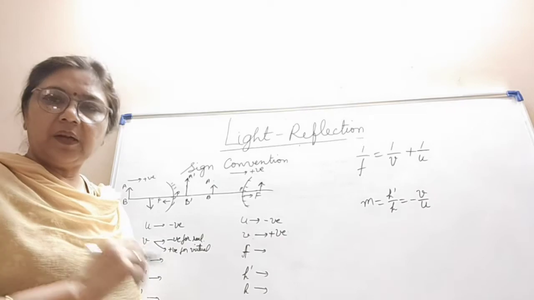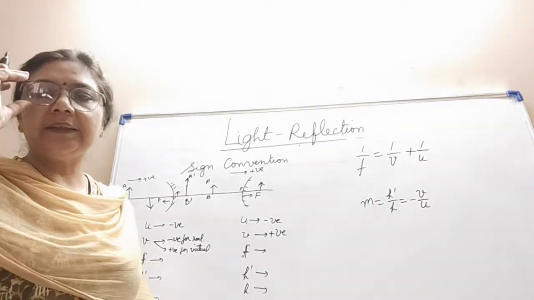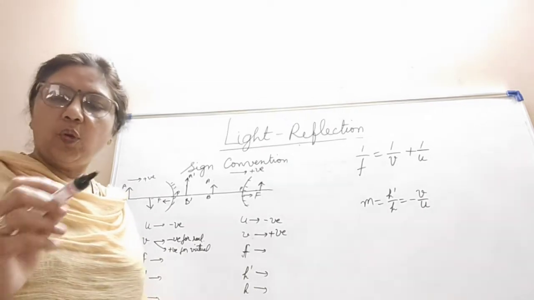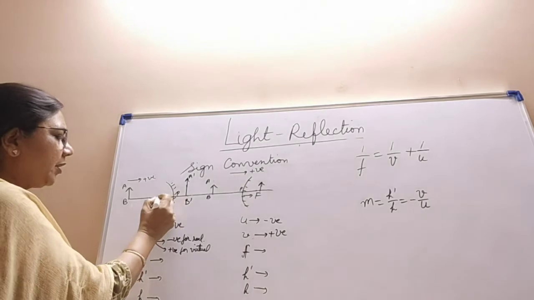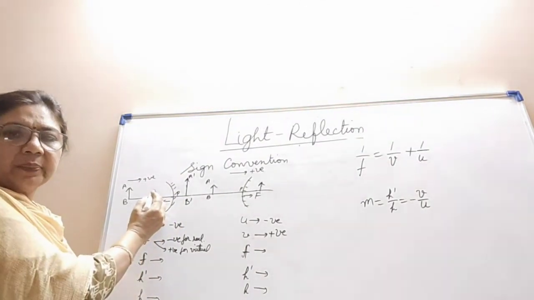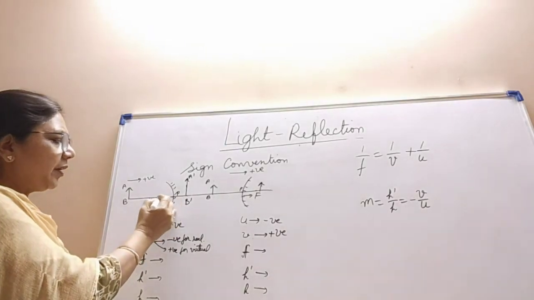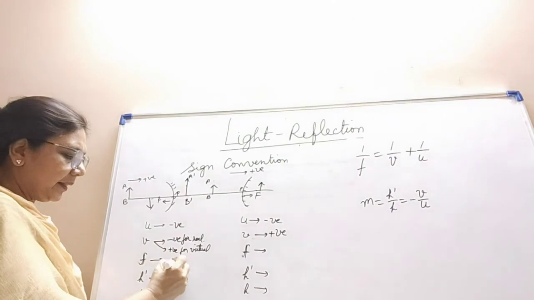Okay. Now the third thing, which is very important, is the focal length. Focal length is the distance between the pole and the focus. Now, as I have shown in the concave mirror, the focus is in front of the mirror. So the distance we have to measure, we have to move from right to left. That means focal length is negative.